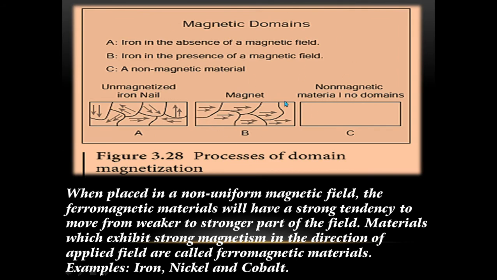So, this is the diagram for the domain. A, unmagnetized iron nail, smaller domains. Then B, magnet, iron in the presence of magnetic field. C, a non-magnetic material.